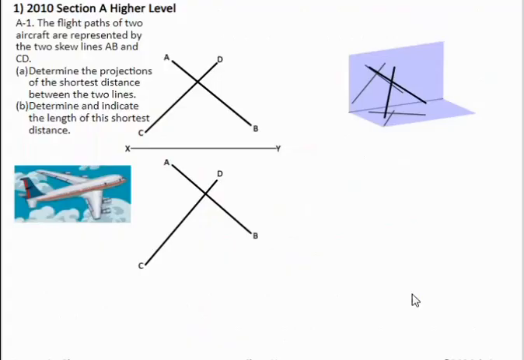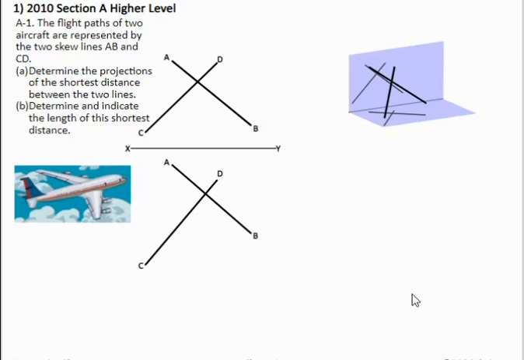Now we're going to look at some short questions that are asked on the Leaving Cert paper based on skew lines. So what we have in this case here is: determine the projections of the shortest distance between the two lines. These are two flight paths. AB is one flight path for an airplane and CD is another flight path. So what we want to do is determine the shortest distance between the two aircraft. What's the closest they'll ever be to one another?